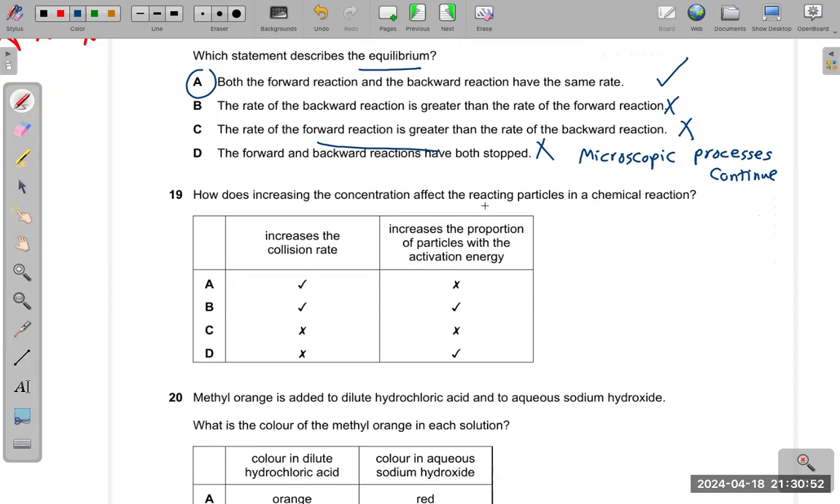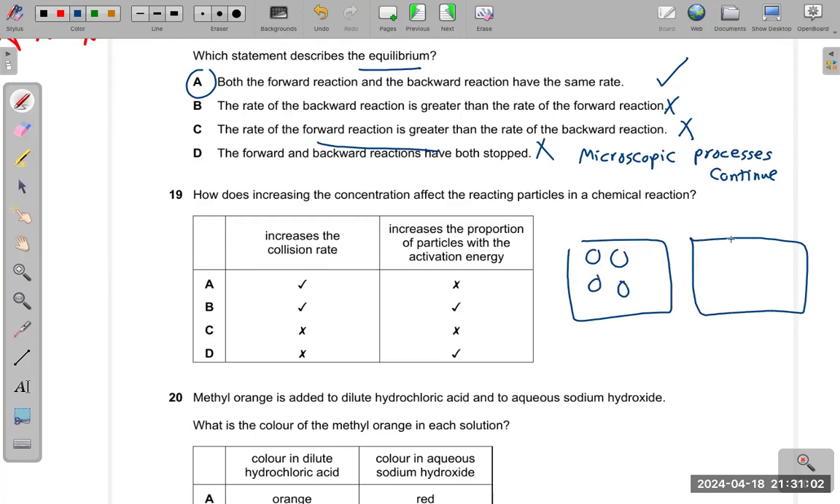How does increasing the concentration affect the reacting particles in a chemical reaction? Increasing the concentration, if I have this container and this container, I have four particles hitting each other, and I have all these particles hitting each other. If you increase the concentration, means you increase the number of particles hitting each other, so the collision rate increases. But does this increase the activation energy? No, it has no relation to the activation energy.